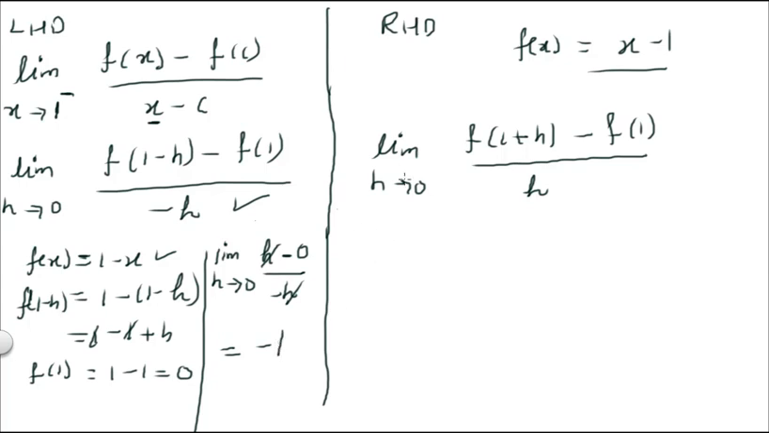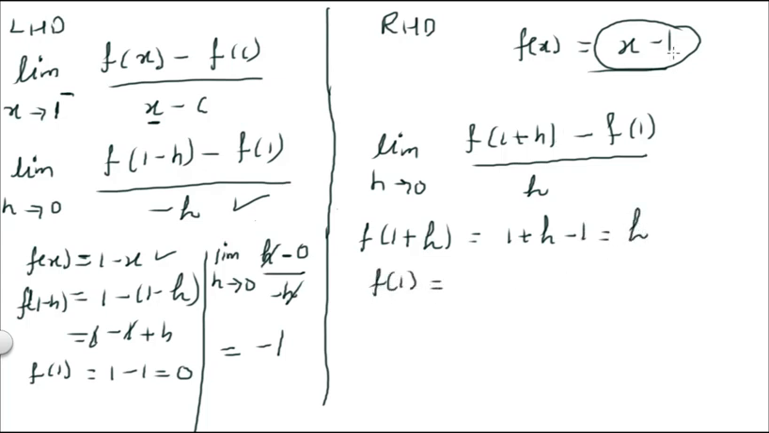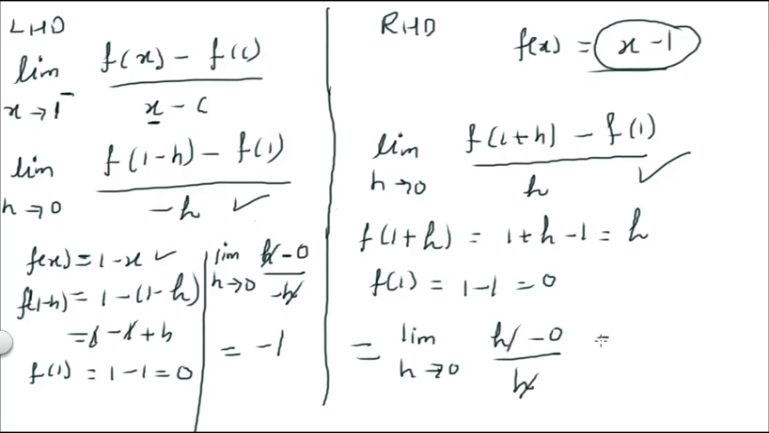Now for RHD, first of all, you have to calculate f of 1 plus h. The function is x minus 1. So what will be f of 1 plus h? You will be putting 1 plus h minus 1. So the answer is h here. And f of 1 will be 1 minus 1, that's 0. Just put the values in this formula now. Limit h tending to 0, f of 1 plus h is h only, minus 0 divided by h. So when you cancel them, you get the answer as 1.